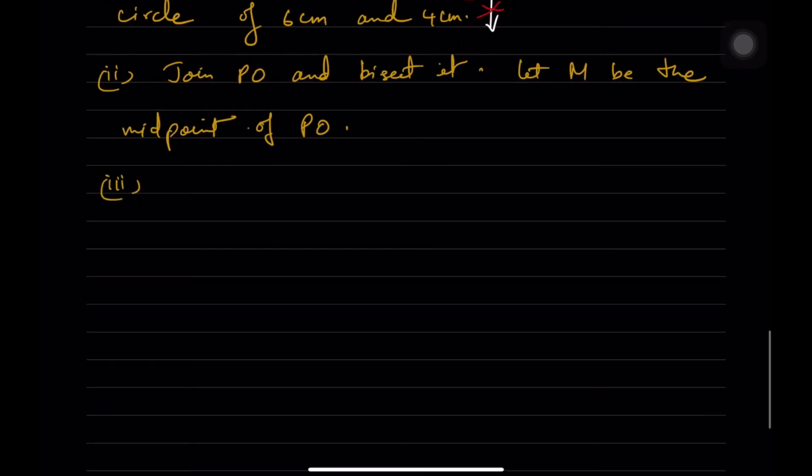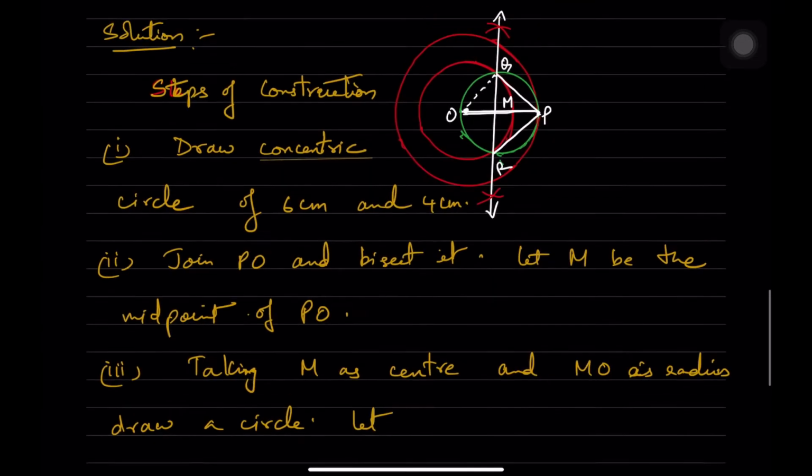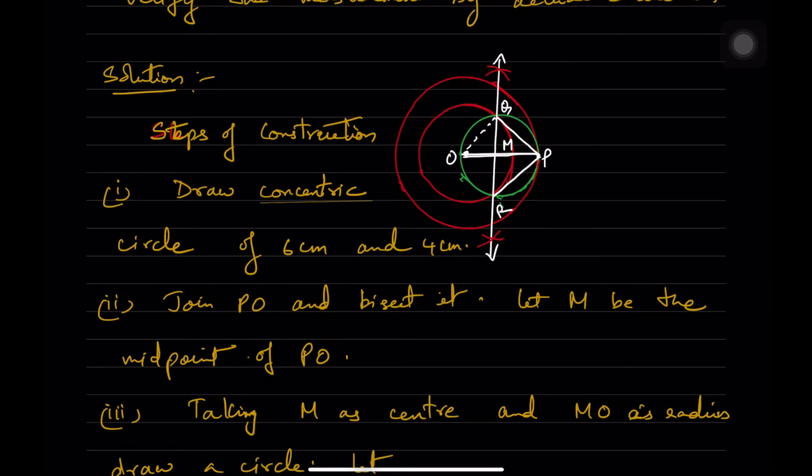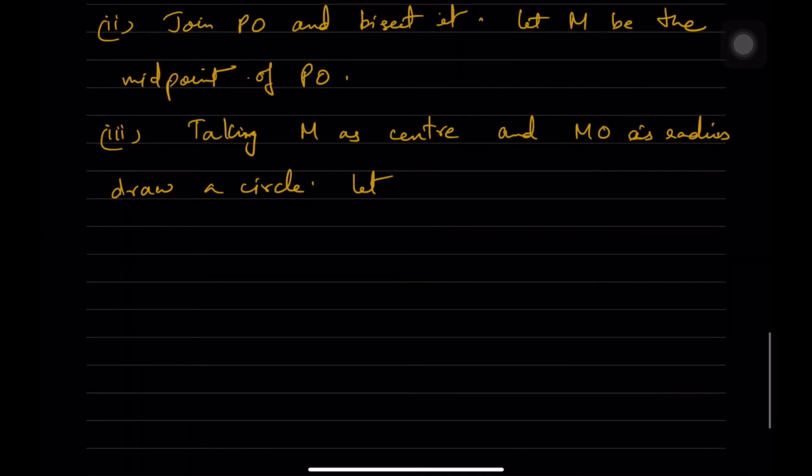Third step, taking M as center and radius MO, draw a circle. Now after drawing a circle, that circle is intersecting the given circle at the points Q and R. Okay, there are two circles over there. So it's intersecting at Q and R. So taking M as center and MO as radius, draw a circle.